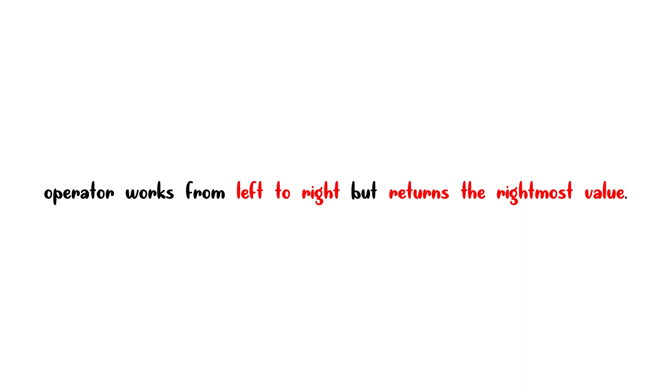When you have expressions separated by the comma operator, they're solved from left to right. The value and type of the rightmost operand are what get returned. Let's look at an example to make this clearer.